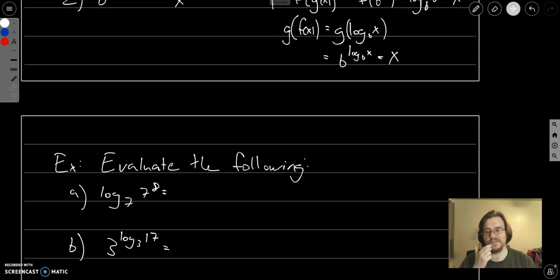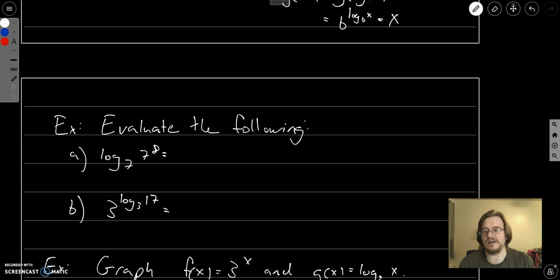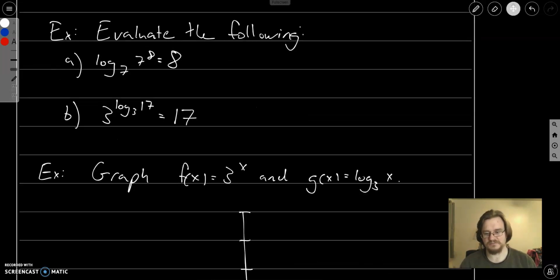So down here, if we have log base 7 of 7 to the 8th power, again, we have the same base, we have a logarithm, we have the exponential function, they cancel out and we get 8. Here I've got 3 to the log base 3 of 17. Again, I have an exponential, I have a logarithm with the same base, they cancel out. So it's quite nice in those situations.